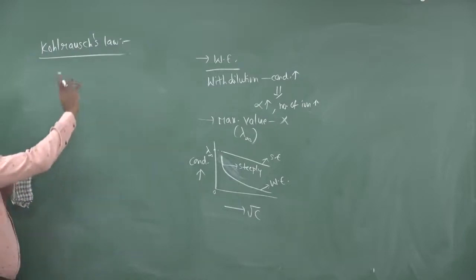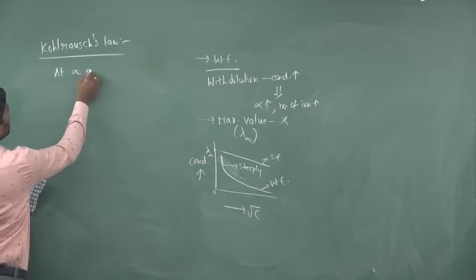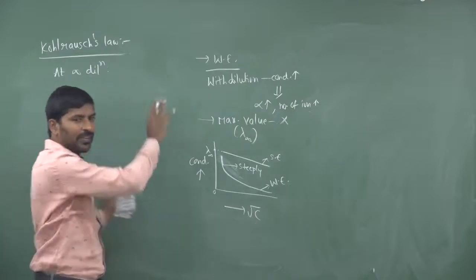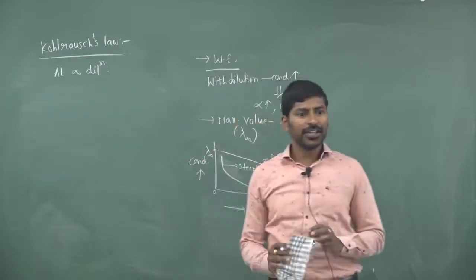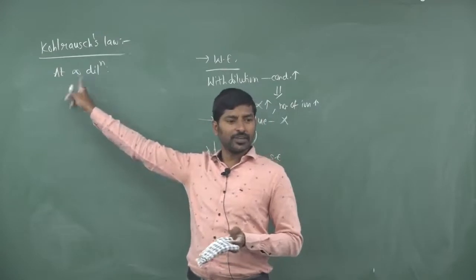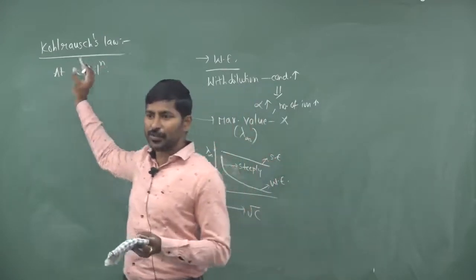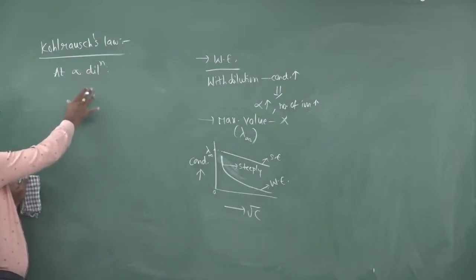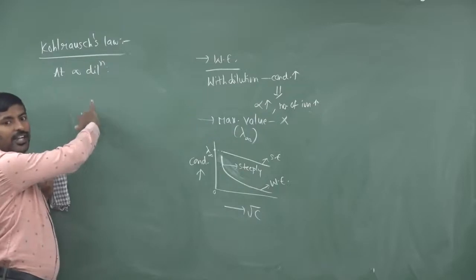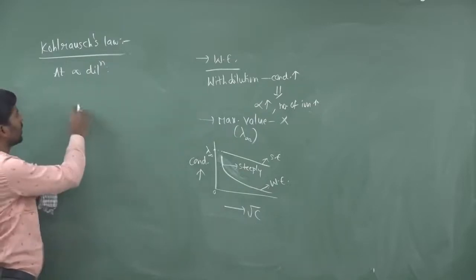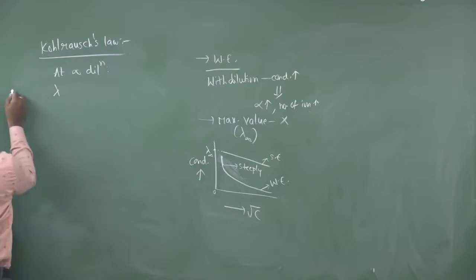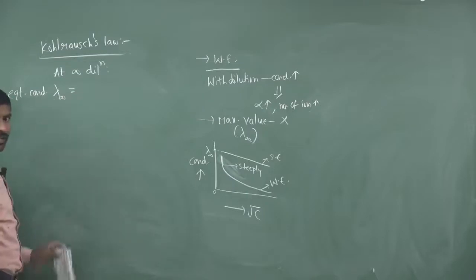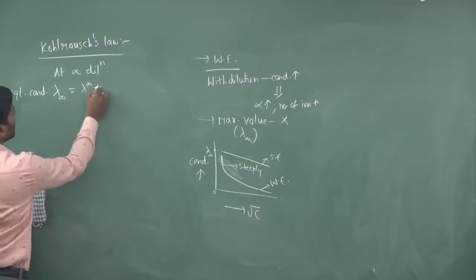According to Kohlrausch law, at infinite dilution, is there any interaction present between the ions? No interaction is present between the ions. Under very, very dilute conditions we are taking such that no interaction is present between the ions. Under those conditions, each ion makes a definite contribution towards total conductance irrespective of the other ion present. That means the equivalent conductance of an electrolyte at infinite dilution is given as the sum of the conductances of cation and anion.